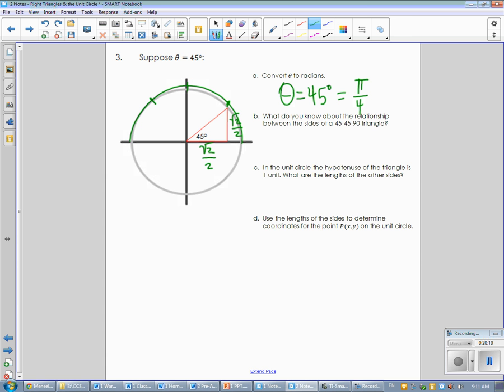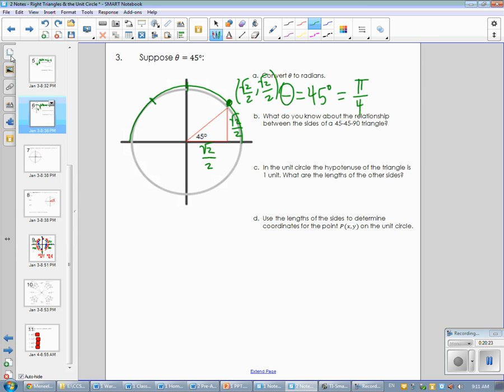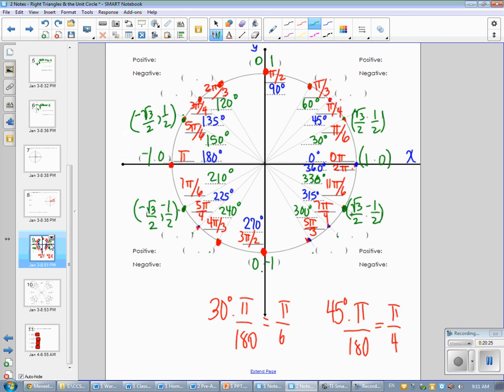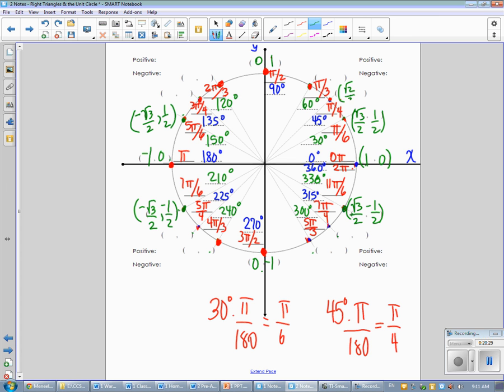And so that makes the ordered pair associated with that point the square root of 2 over 2 and the square root of 2 over 2. Notice that all of our denominators are 2's. So now I can go ahead and take that information and put it on my unit circle. So for pi over 4, I know I have the square root of 2 over 2 and the square root of 2 over 2.